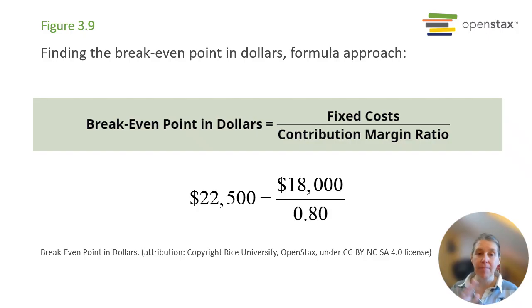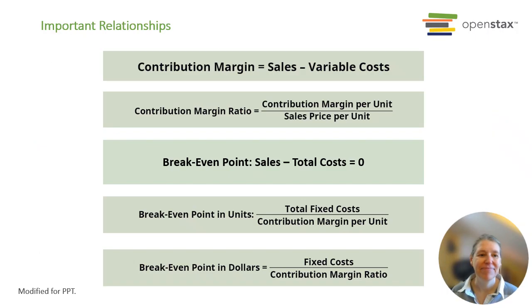If I make more, generate more revenue than $22,500, I will be in profit. If I generate less, I'll be in loss territory. So same concept, just changing the bottom of your formula. So this is a great summary slide for your homework. It has all of your break-even formulas and contribution margin formulas in one place.